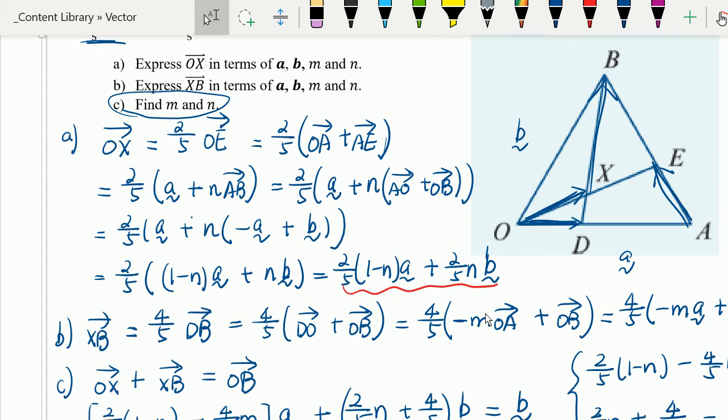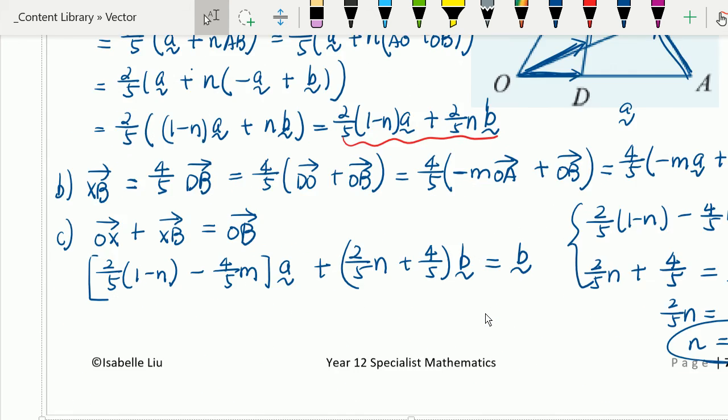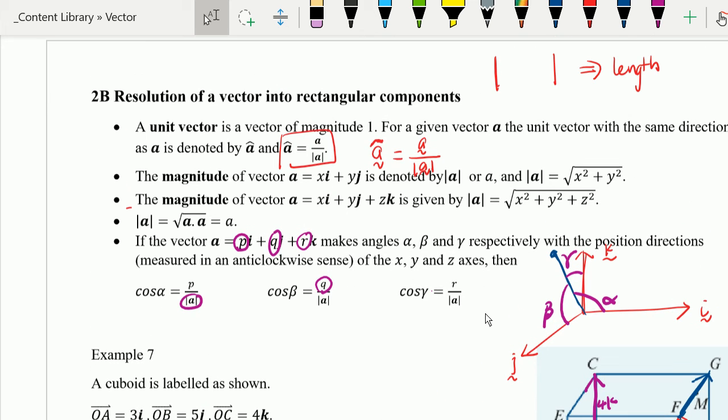Okay, have a good think about this question, which is really important. Okay, let's have a look at the next one.